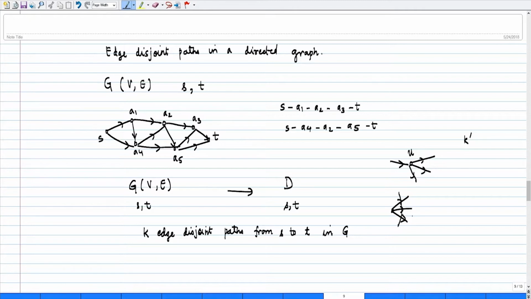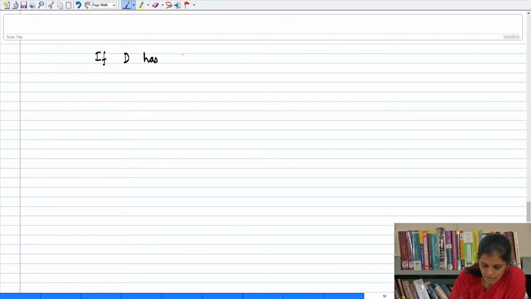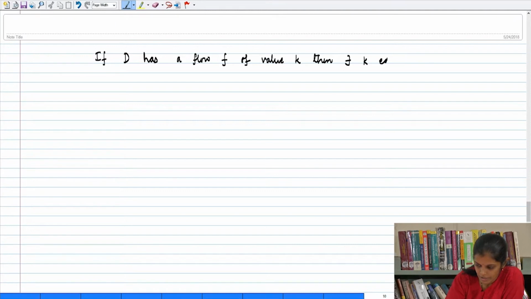So we should now ask the reverse direction, that is, if somebody gives us a max flow or any flow in the flow network D that we have constructed, we should be able to get back a collection of edge disjoint paths. So again I will state the claim: if D has a flow f of value k, then there exist k edge disjoint paths in G.